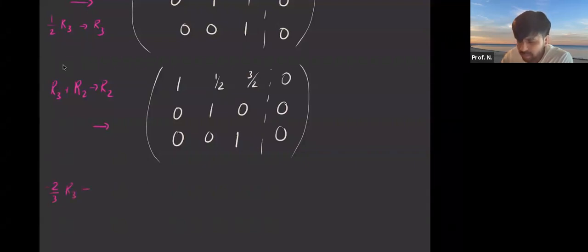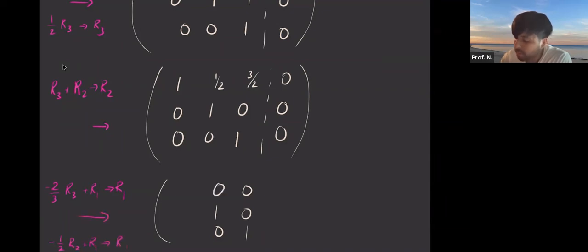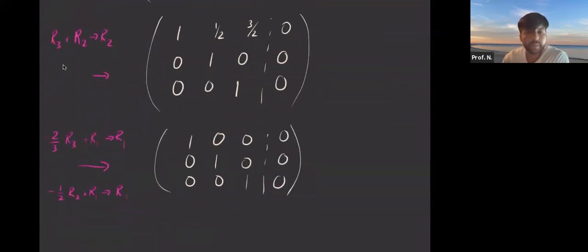Do you see how it's going to work out? Oh, sorry, I'm going to add this to R1 and then make that into R1. When I do that, what happens to that 3 halves? This becomes 0, 0, 1. And then I'm going to do negative 1 half R2 plus R1 goes into R1. When I do that, this becomes a 0, this becomes a 1, 0, 0. Look what I get. What do I get?